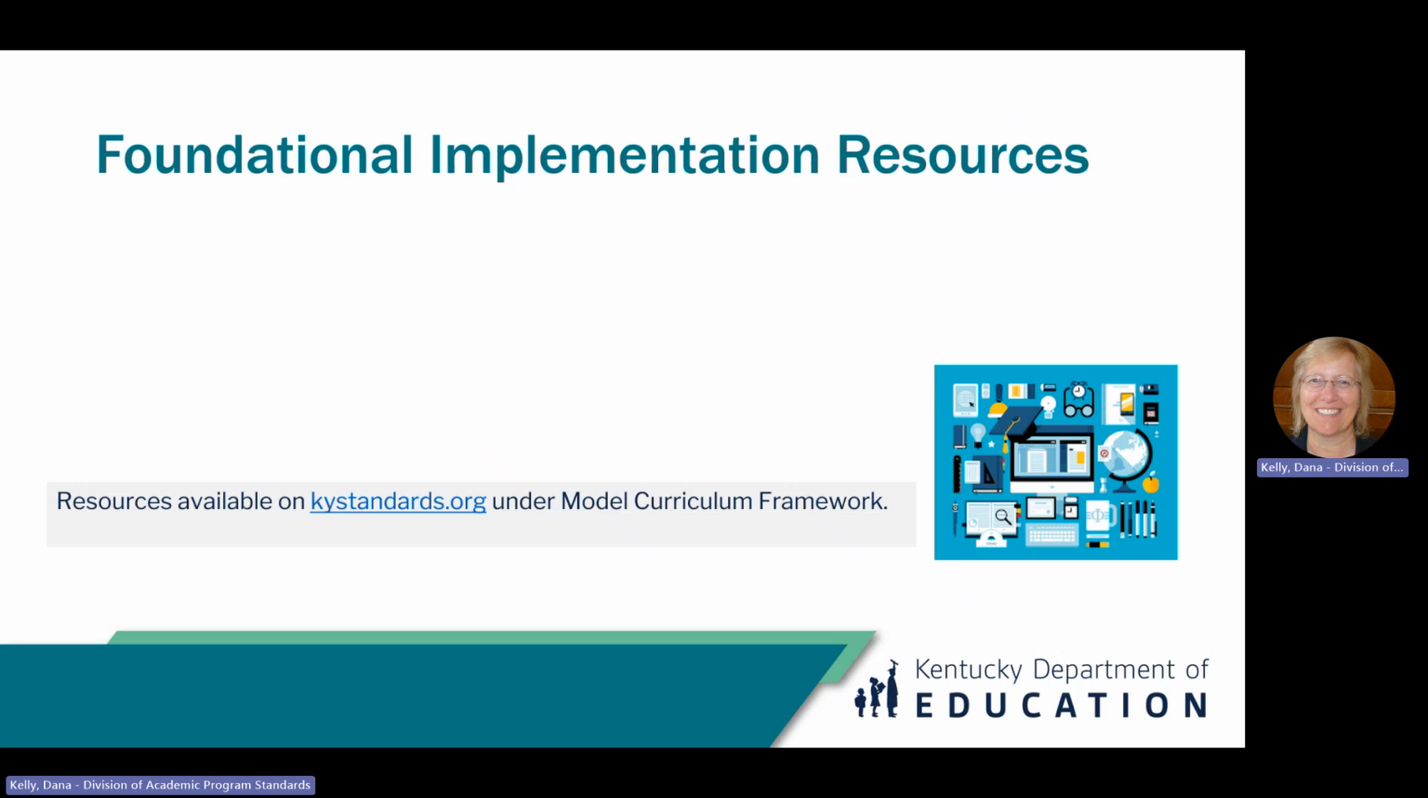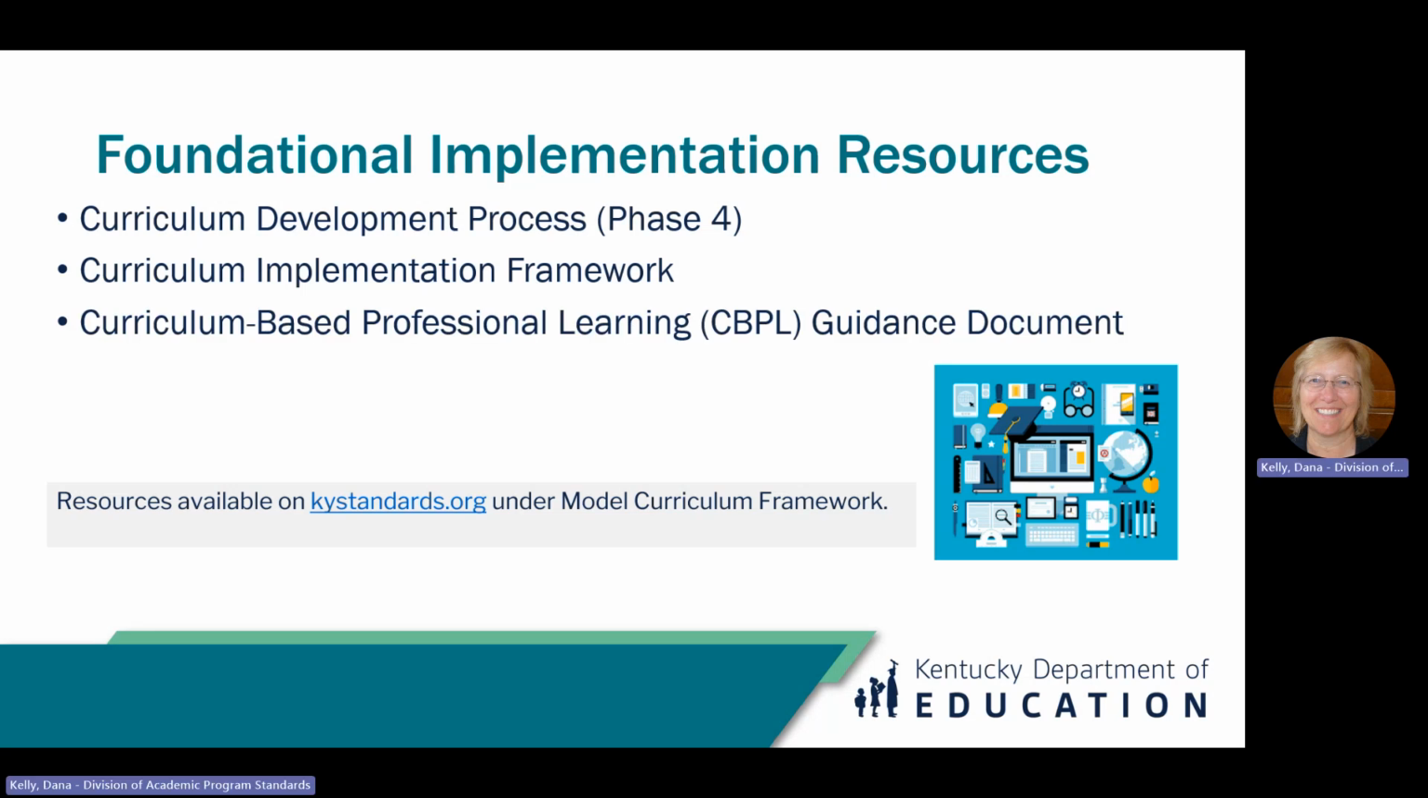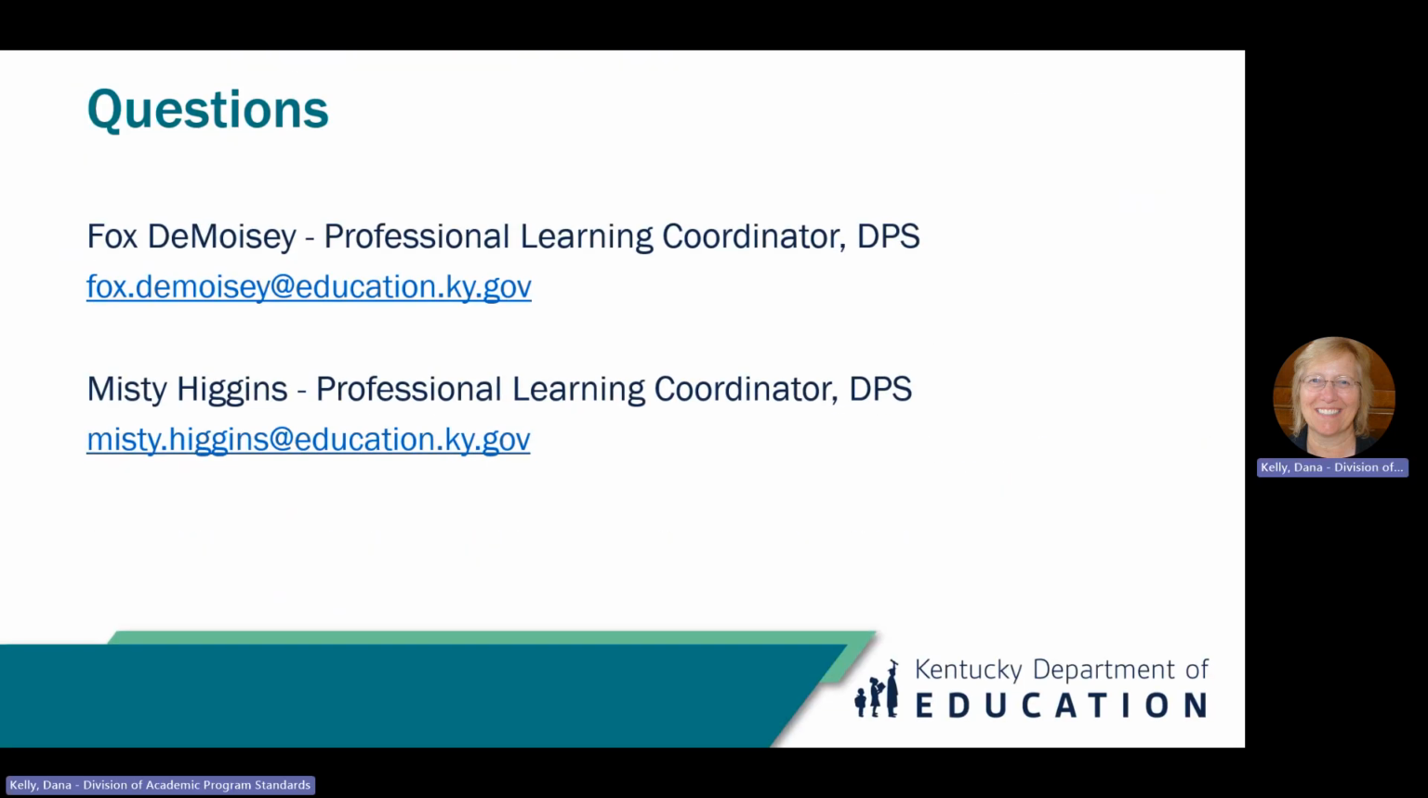Our professional learning coordinators want you to know about the following. There are 3 foundational resources that can help secure an effective implementation process. The first is Phase 4, the curriculum development process with its associated tools for year-over-year goal setting, planning, and monitoring. The second one is the curriculum implementation framework to support planning and reflection. And the third one is the curriculum implementation framework and the CBPL guidance document to support planning for and providing CBPL. These resources are available on the KentuckyStandards.org site under Model Curriculum Framework. If you have any questions related to high-quality instructional resources or curriculum-based professional learning, please reach out to Fox or Misty, and they will be able to provide the support you need in this area.